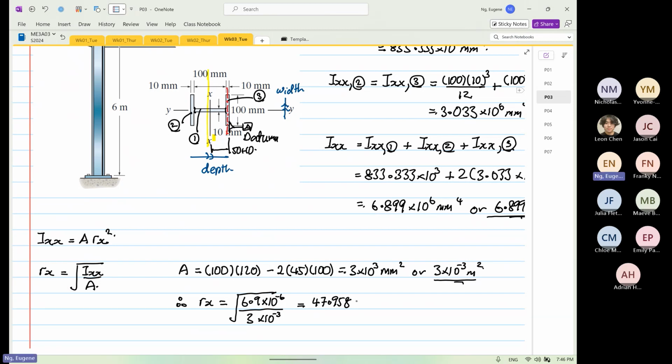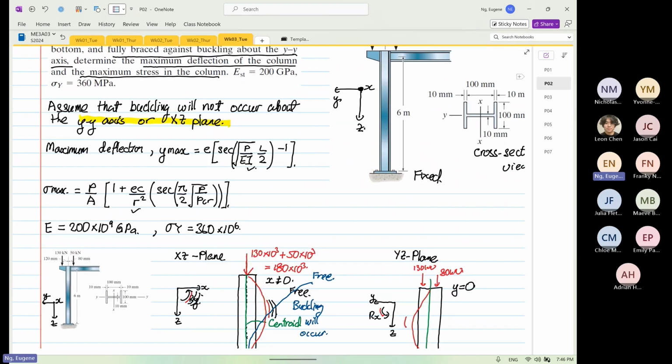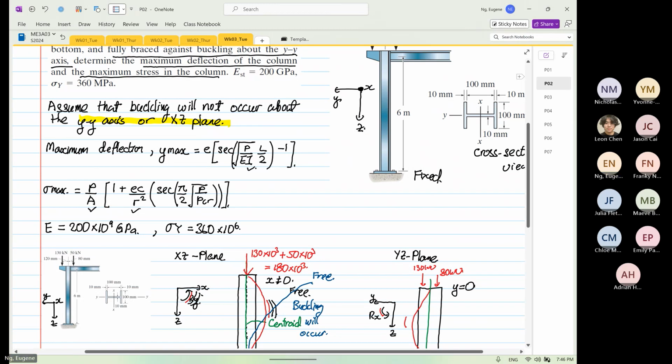times 10 to the power minus 3. Right. So we have calculated our radius of gyration. We go back to our equation. So what do we have? We know our area, right? We know our radius of gyration, right?